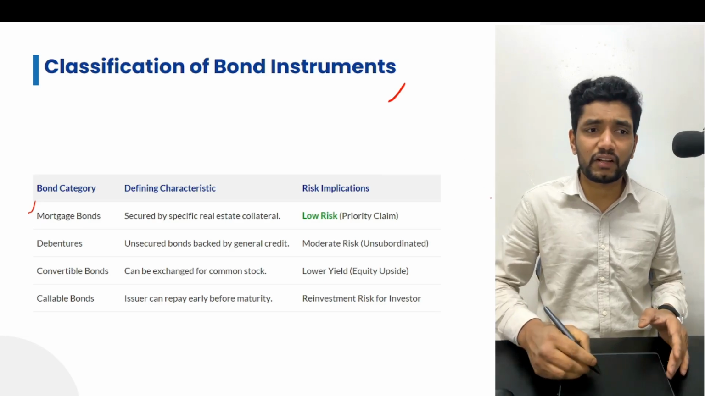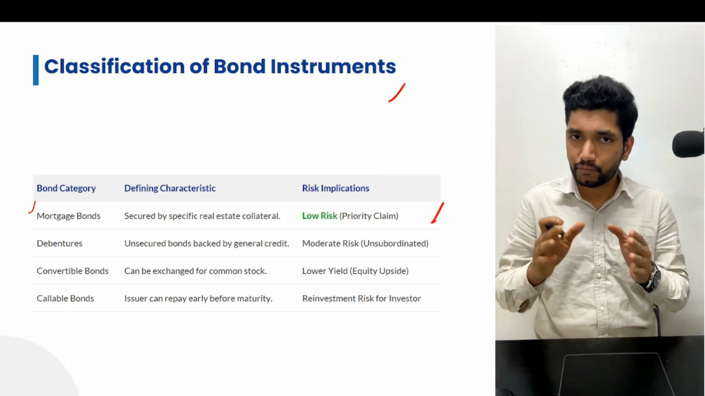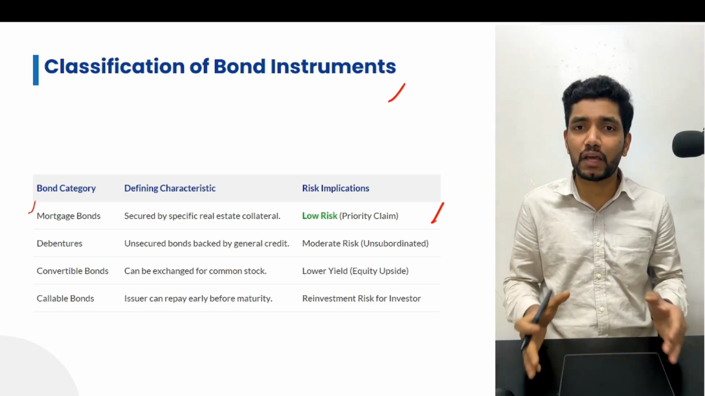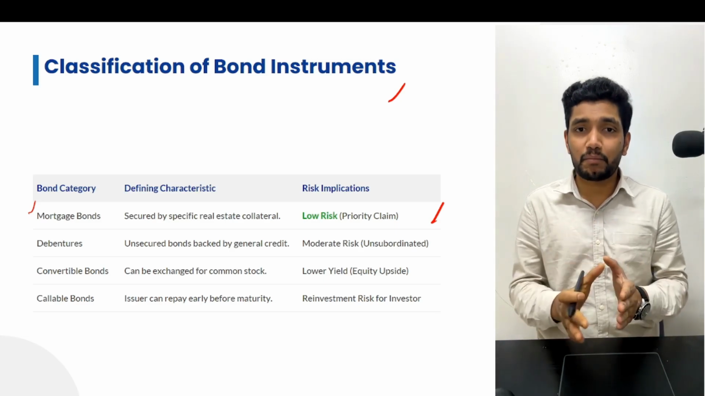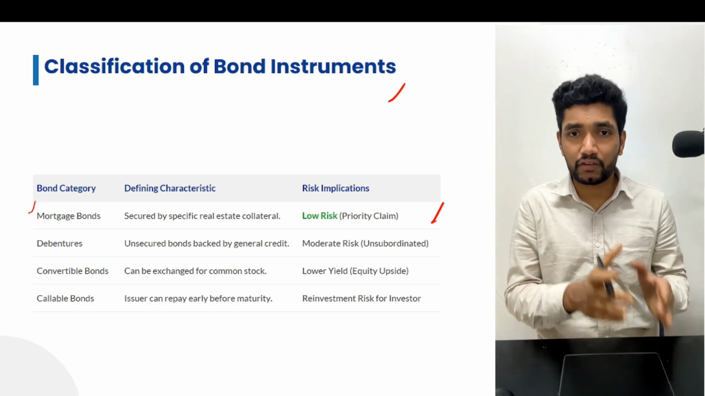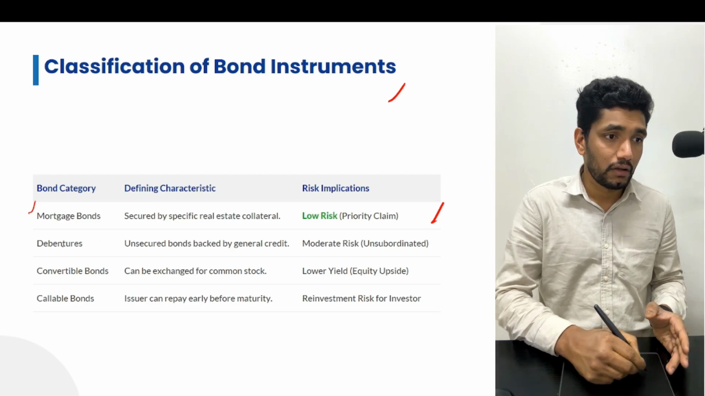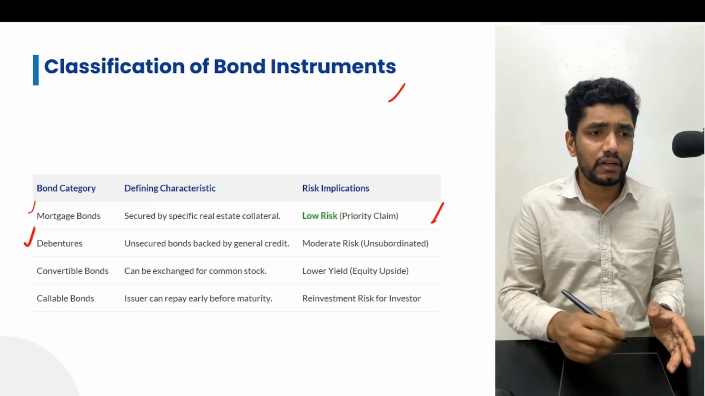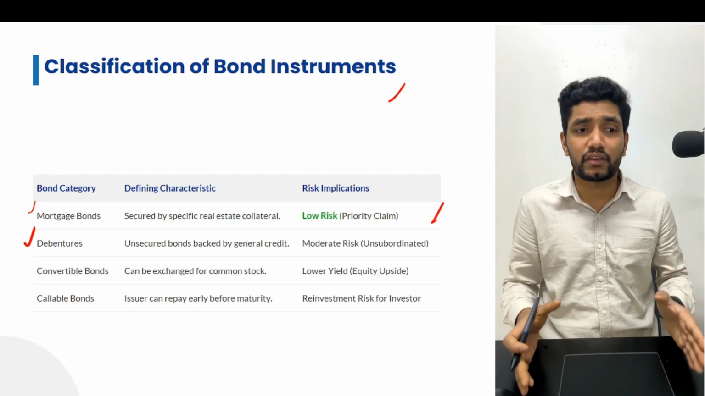So normally it is considered low risk because there will be priority on the claim if any default happens. There is a priority on their claim because it's already collateralized with some assets. The next category is debenture. Debenture is unsecured.